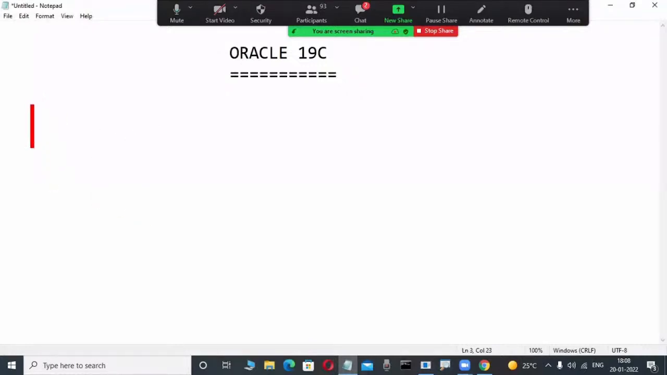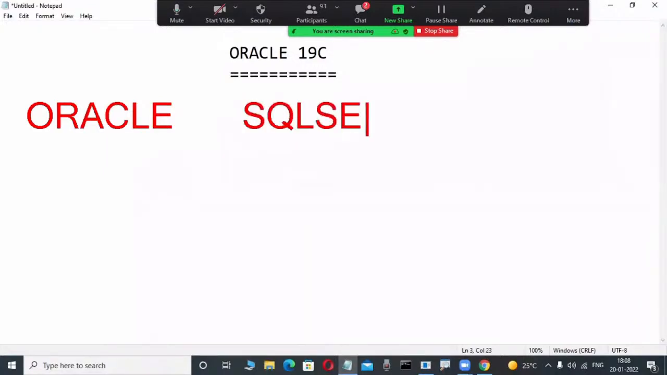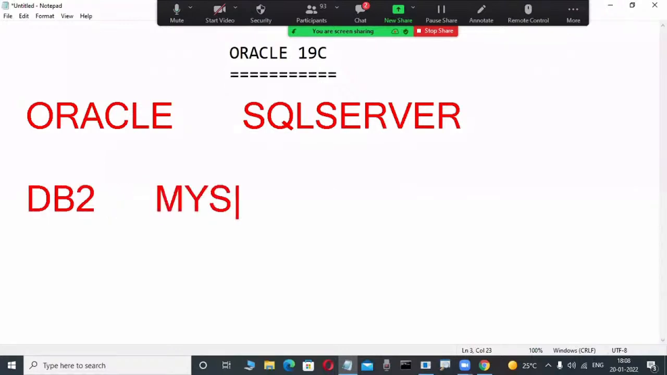Not only Oracle, so many database products are available on the software side. Suppose Oracle is a database product from Oracle Corporation. Observe it here, different companies. Maybe many fellows have an idea. SQL Server is a database product from Microsoft. DB2 is a database product from IBM. MySQL is an open source database product, but nowadays Oracle Corporation is purchasing it.